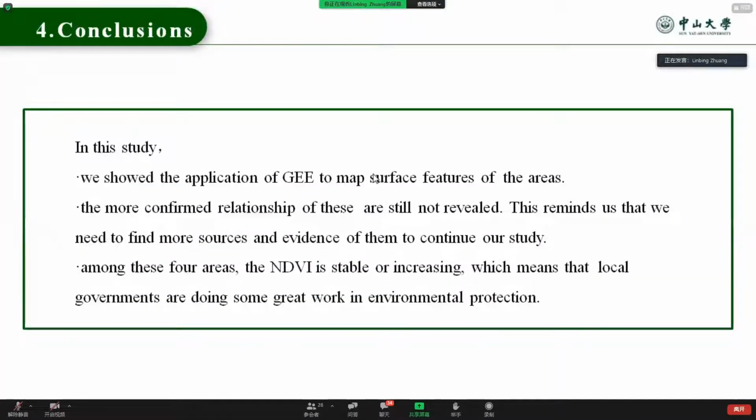Here comes the conclusion. In our study, we use GEE to observe the distribution of some monitoring indices, and we still cannot find a very confirmed relationship among them. This means that we need to find more data sources and evidence to support our study.